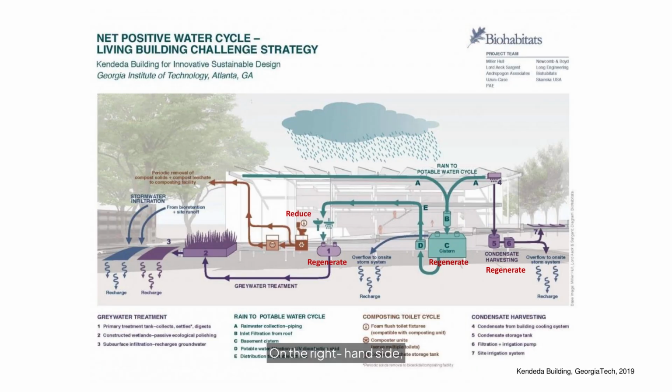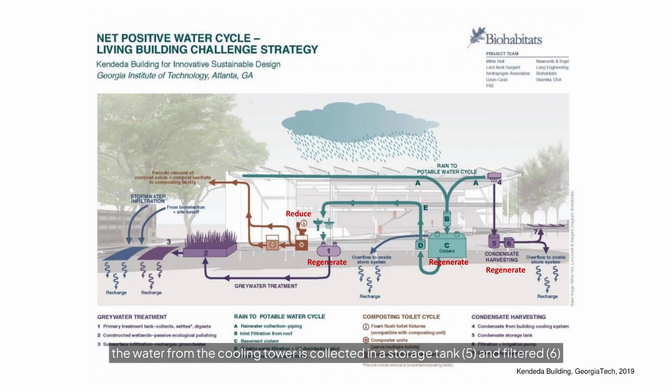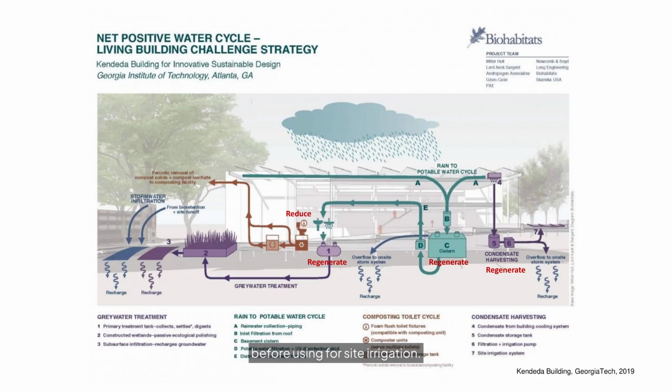On the right-hand side, the water from the cooling tower is collected in a storage tank 5 and filtered 6 before using for site irrigation. The water systems exemplify how the reduce principles are interwoven into regenerate principles in the zero water building design through water savings, water collection, and reuse systems. These systems work together to reduce water demand and maximize collection and reuse, demonstrating how reduce principles are seamlessly integrated into regenerate principles in the zero water building design.